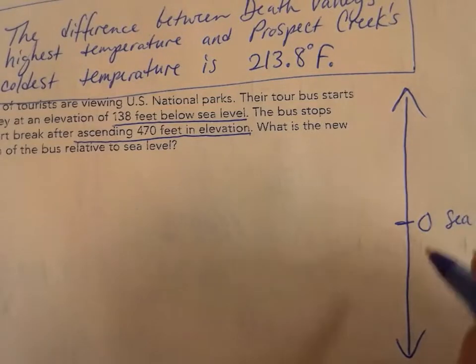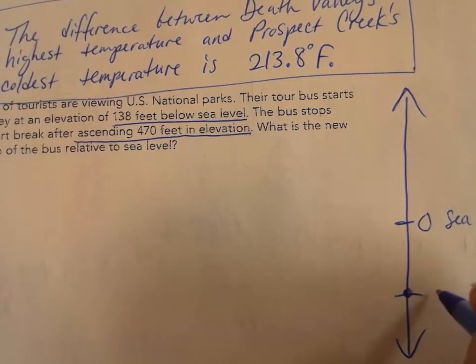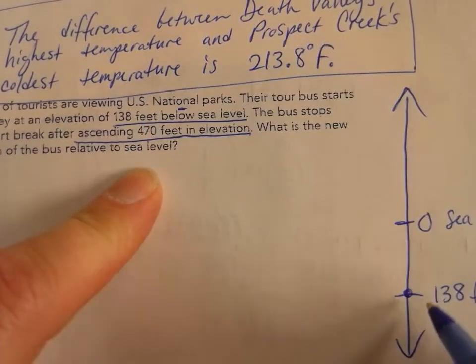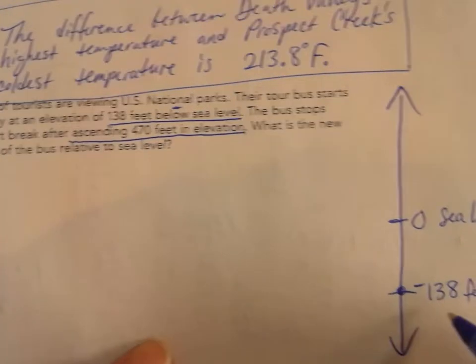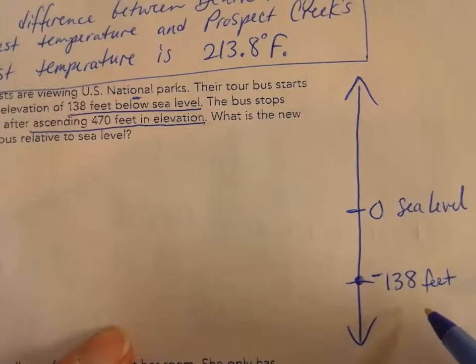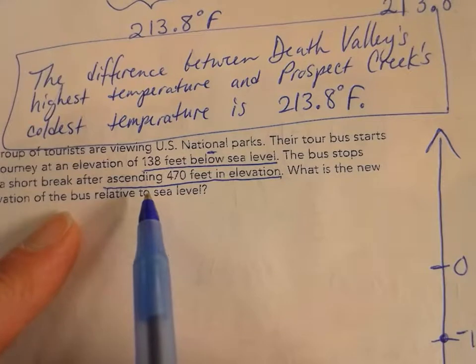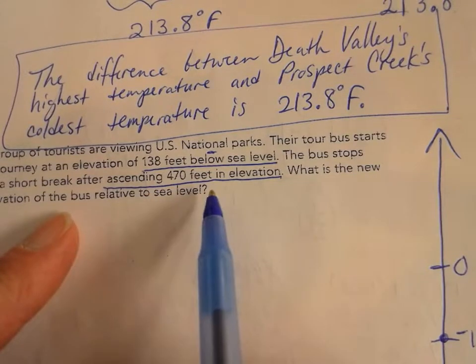So I'm going to move down here and I'm going to put a point that says 138. But that doesn't make much sense, does it? 138 isn't below 0. So because it says below sea level, I can go back here and indicate, oh, it's talking about a negative. I'm at a negative 138 feet. Notice it says that I'm going to ascend. On this trip, you take a short break, you're ascending 470 feet in elevation.